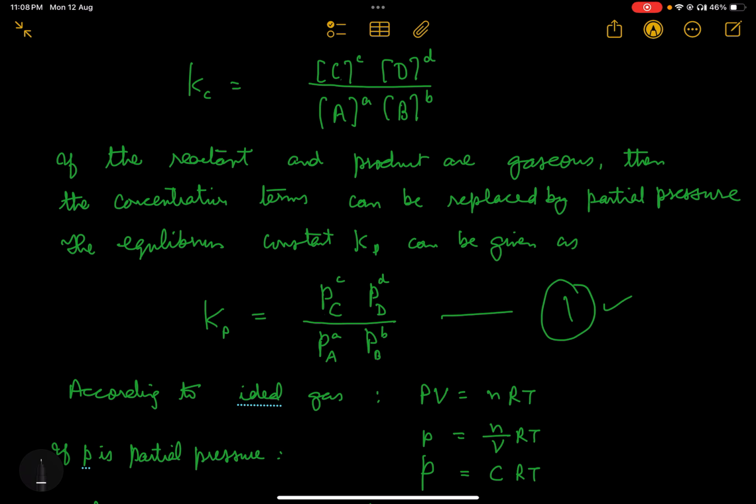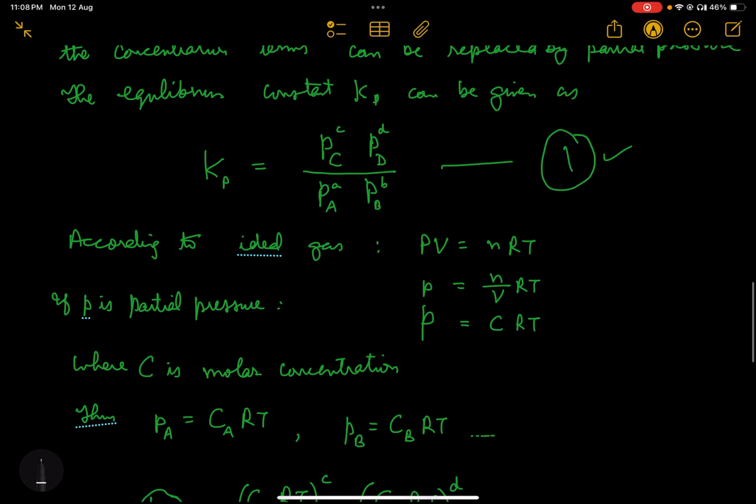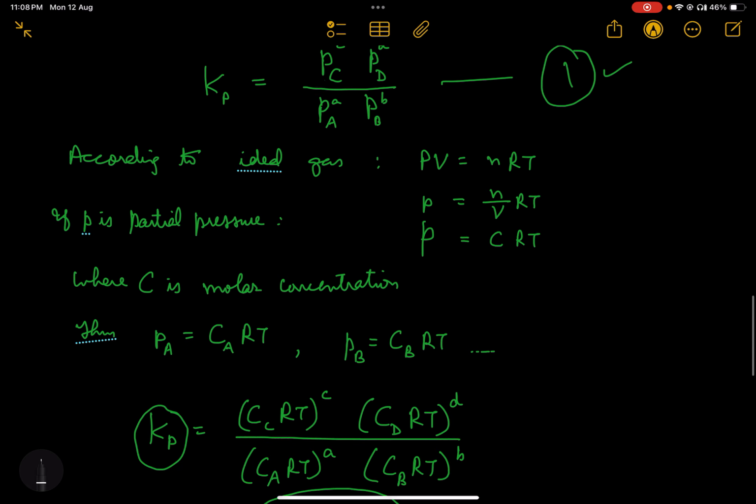According to the ideal gas law, where PV is equal to nRT, we can rearrange for the partial pressure: P is equal to n upon V into RT, where n upon V is equal to C, or the molar concentration. Thus, the partial pressure of A is equal to CART, partial pressure of B is equal to CBRT, partial pressure of C is equal to CCRT, and partial pressure of D is equal to CDRT.